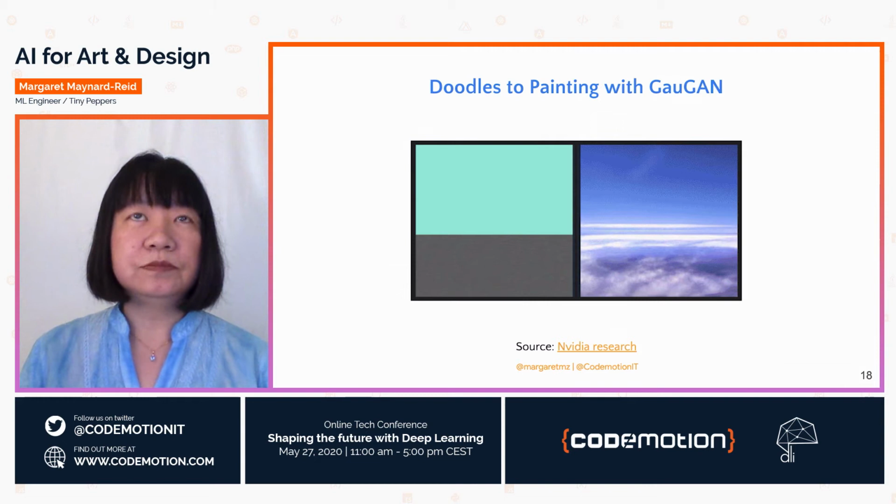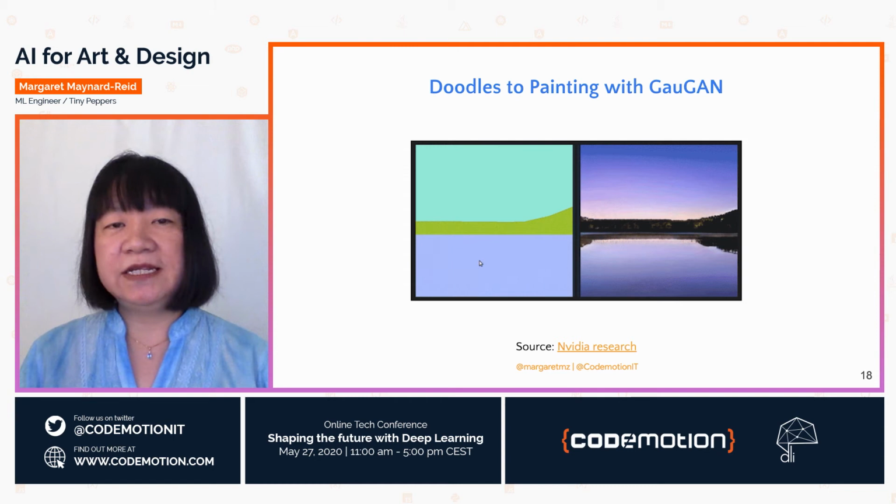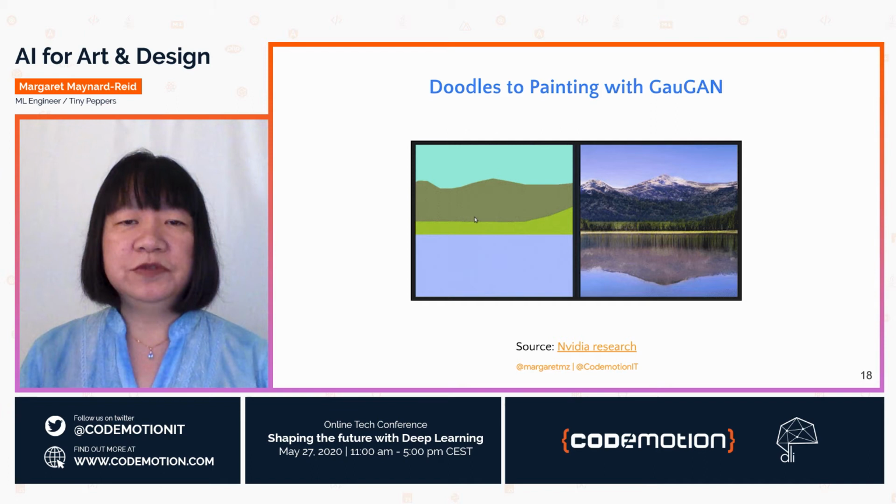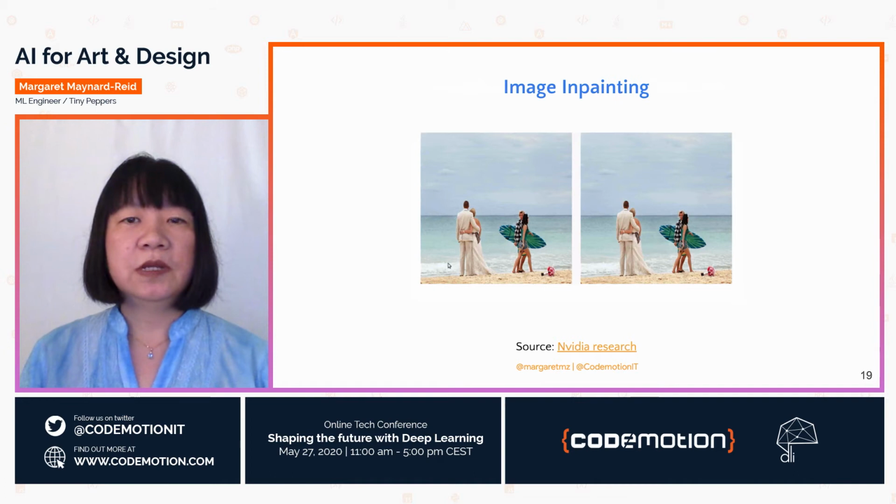There are many other variations of GANs. In 2019, NVIDIA researchers created a tool that turns a rough doodle into a photorealistic masterpiece with GauGAN. Here's another demo by NVIDIA Research.